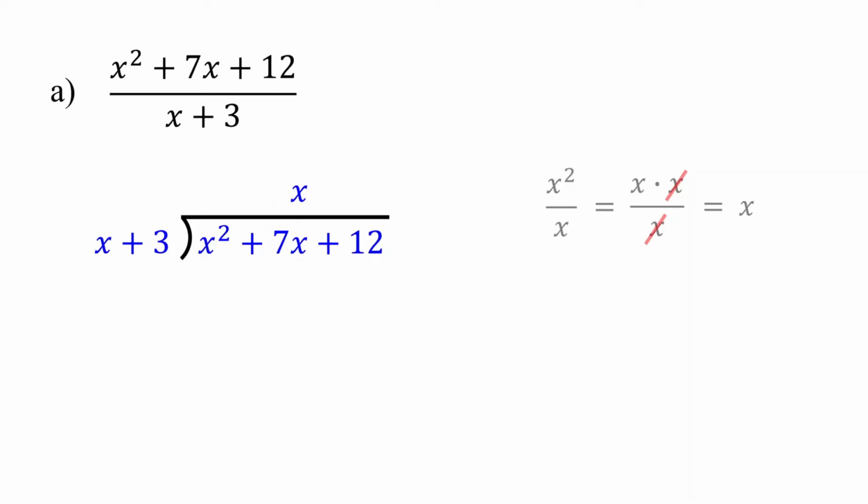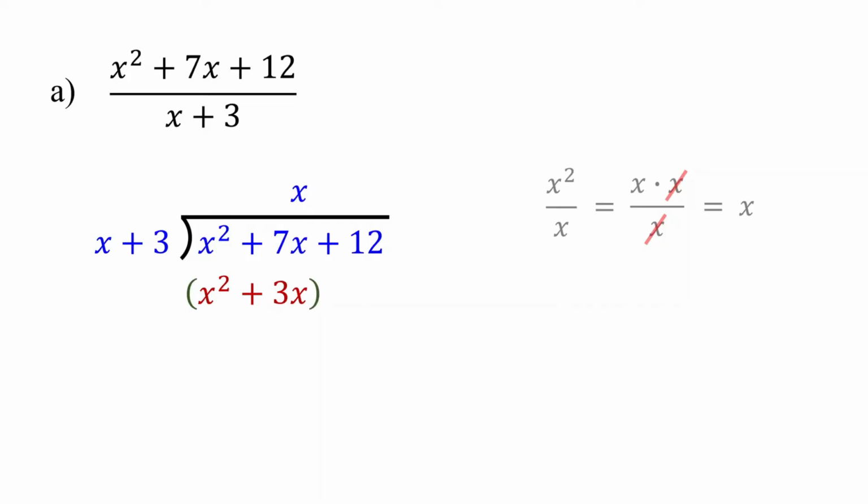Next, we multiply this x by x plus 3. This is the same as distributing x to each term. So x times x gives us x squared, and x times 3 gives us 3x. We line up each term of the result with the corresponding like term in the dividend.